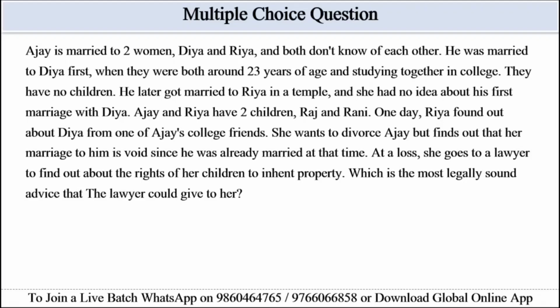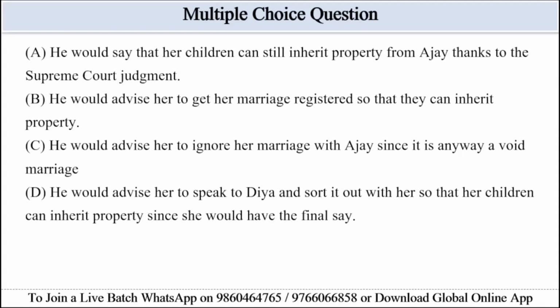One day, Riya found out about Diya from one of Ajay's college friends. She wants to divorce Ajay but finds out that her marriage to him is void since he was already married at that time. At a loss, she goes to a lawyer to find out about the rights of her children to inherit property. Which is the most legally sound advice that the lawyer could give to her? So the question is, what advice should be given about inheritance right of children from a void marriage?